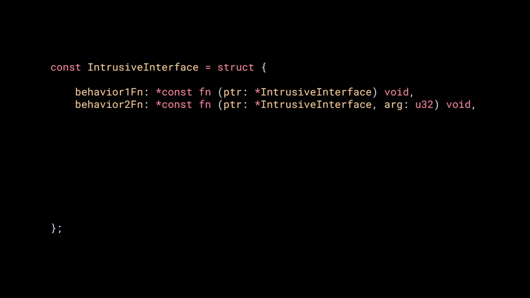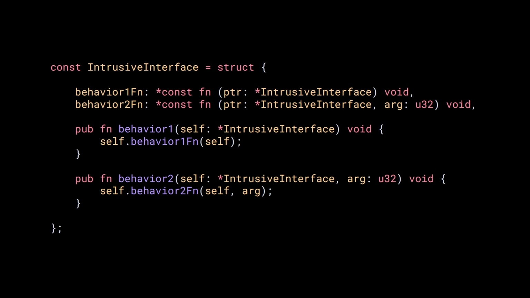To define an intrusive interface, you start by creating a struct and then add function pointers as fields for each behavior you want the concrete types to implement. These functions must take a pointer to the intrusive interface as a parameter, and you can add additional parameters if you need to. For convenience, you can create methods that call the functions pointed to by these function pointers. Alright, so nothing too complicated here.